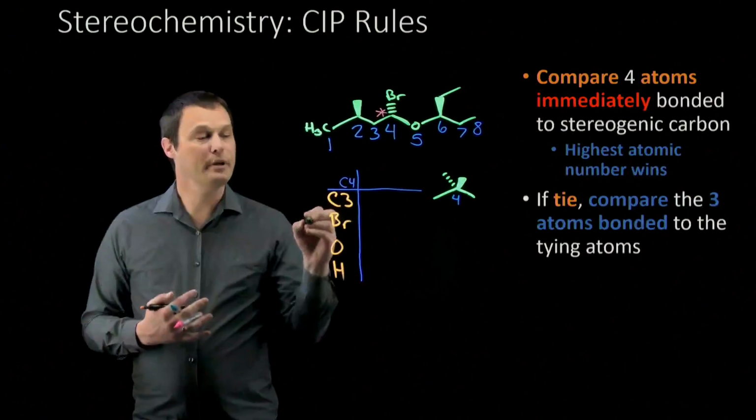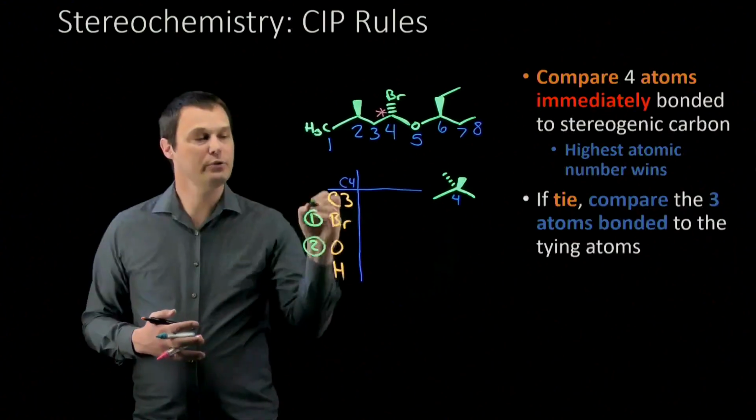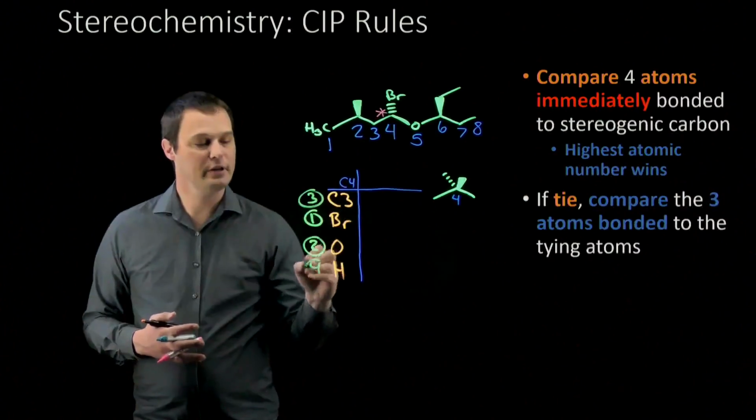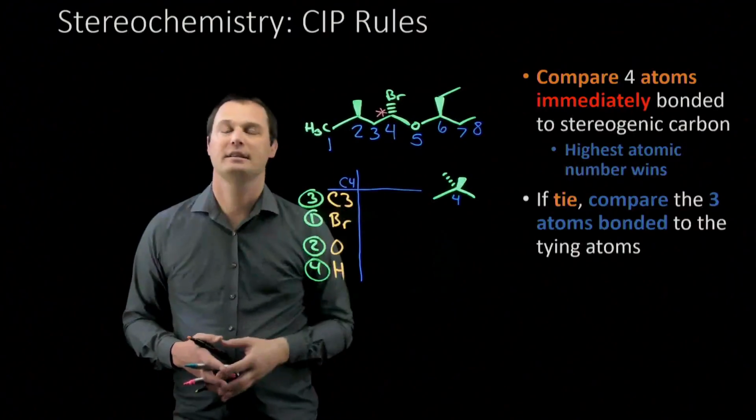Based on that, the bromine is going to be priority number 1 because it has the highest atomic number. Oxygen will be priority number 2, followed by carbon, and followed by hydrogen as priority number 4. Pro tip, if there's a hydrogen, it will always be priority number 4. Hydrogen has an atomic number of 1.